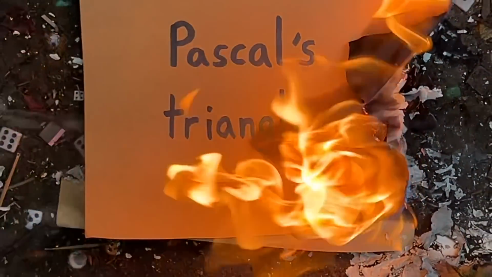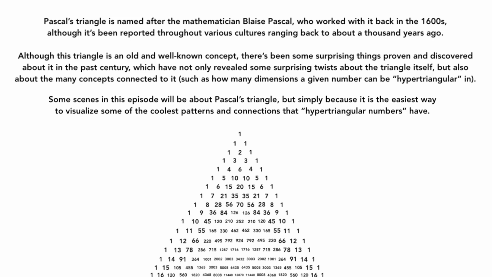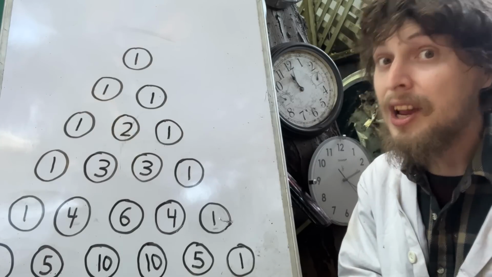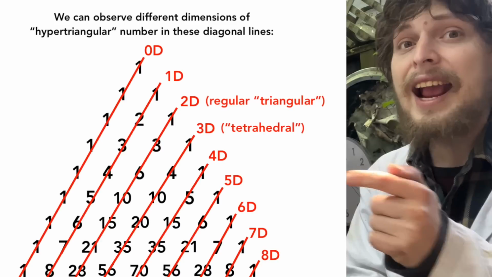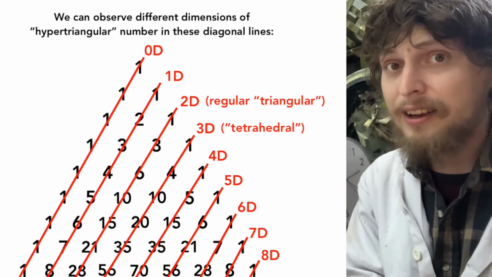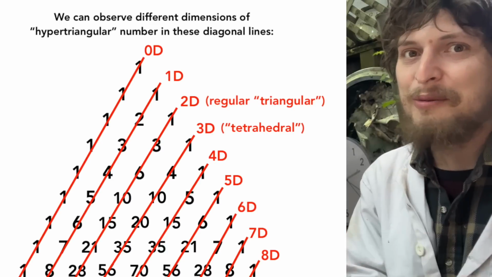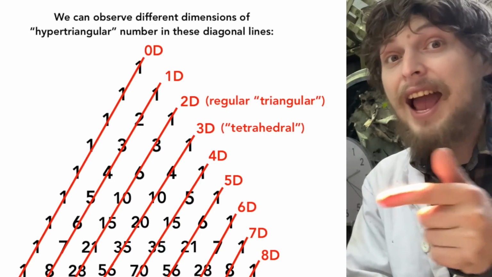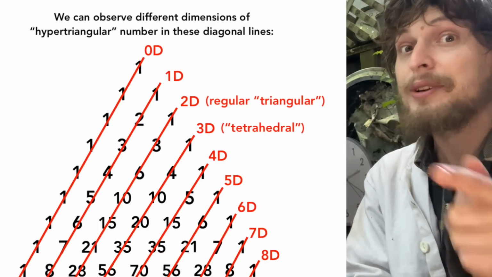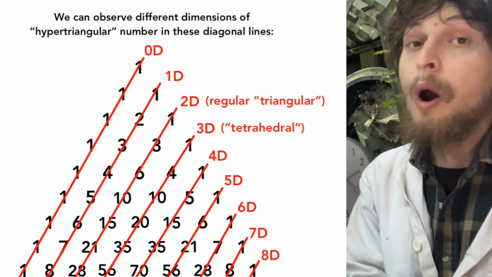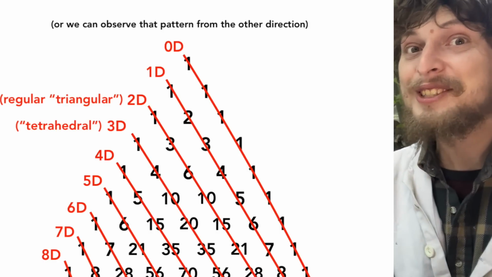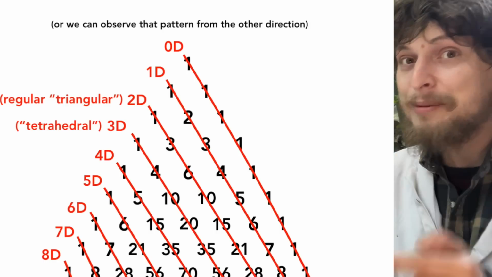And due to all of the cool ways you can create and view this triangle, many people miss out on the fact that it describes different dimensions of triangles in multiple different ways. Not only can we see the diagonals of this as representative of the triangular numbers, as well as their 0-dimensional and 1-dimensional versions, and then their 3-dimensional versions, the tetrahedral numbers, and beyond, or we could view that with the diagonals coming the other direction because of the symmetry here.